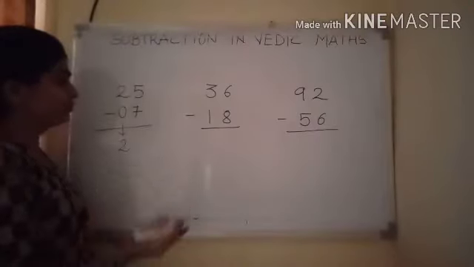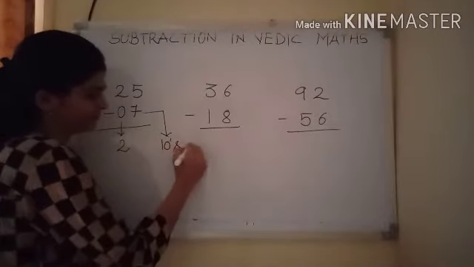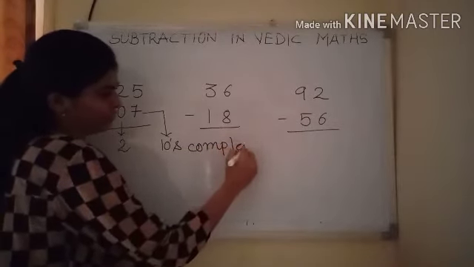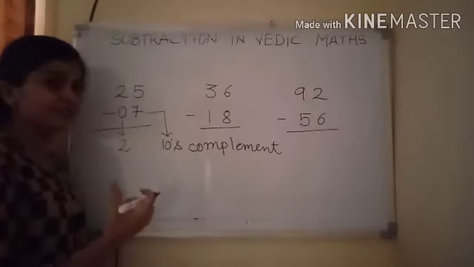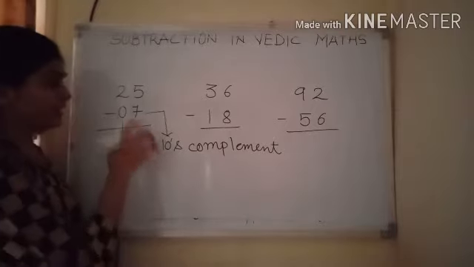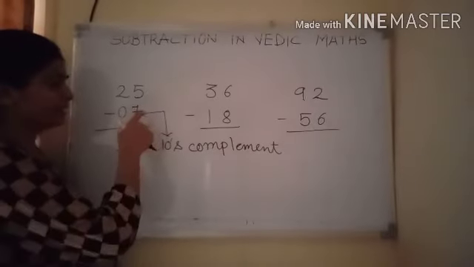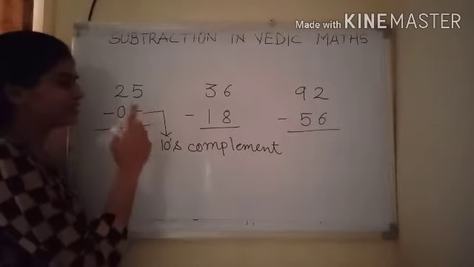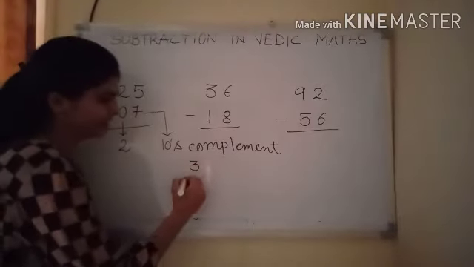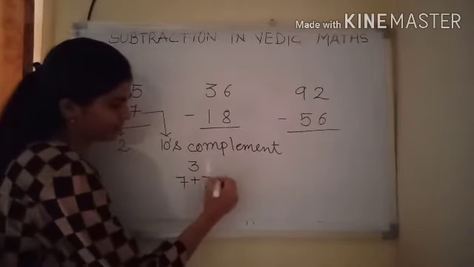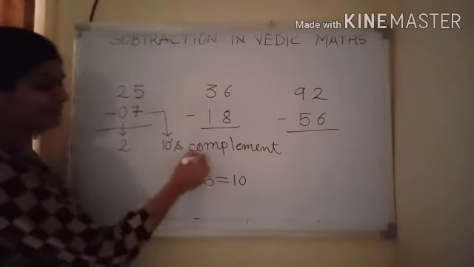So what do we need to do? We need to find the tens complement of the 7. If you want to study it in detail, please go through the previous session. Actually, tens complement is nothing but the number which, if we add it to 7, the answer should be 10. What is the tens complement of 7? That is 3, because 7 plus 3 equals 10, right? So its tens complement is 3.